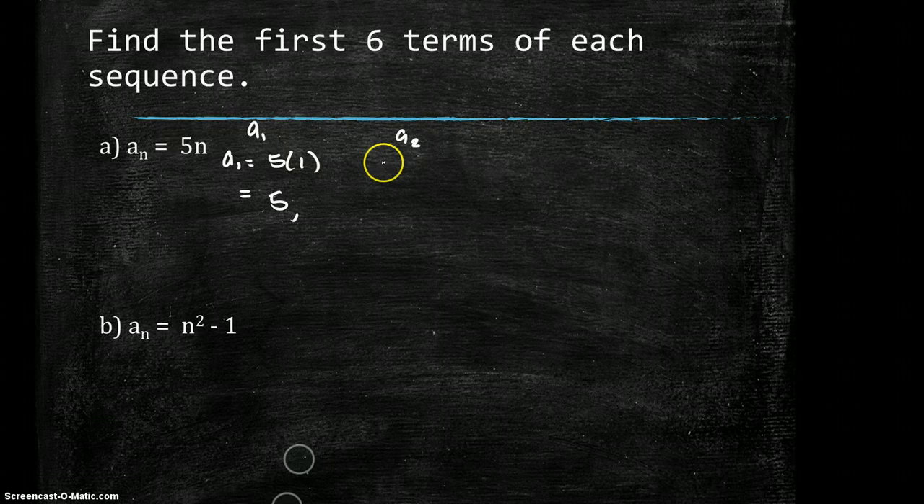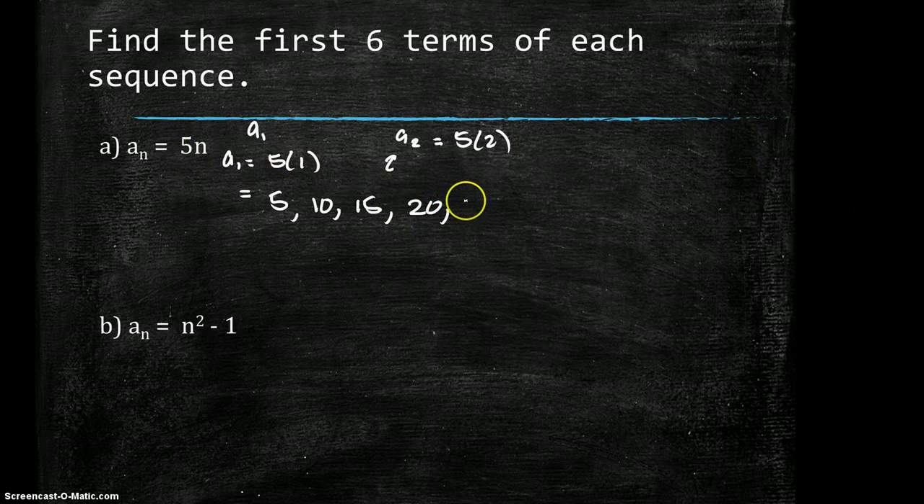A sub 2 would be 5 times 2, which is going to be 10. Kind of see the pattern. The third term will be 5 times 3, which will be 15. The fourth term will be 5 times 4, which is 20. The fifth term will be 5 times 5, which is 25. And then your sixth term will be 30. So the first 6 terms, first, second, third, fourth, fifth, and sixth terms are now listed.